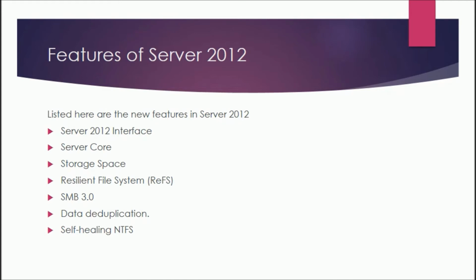Here are some new features available in Windows Server 2012: the Server 2012 interface, server core, storage spaces, Resilient File System or ReFS, SMB 3.0, data deduplication, and self-healing NTFS. We will be going through all of these topics one after another in depth.